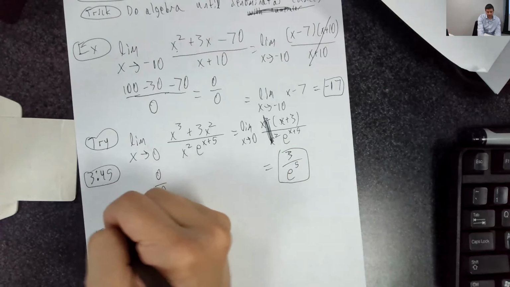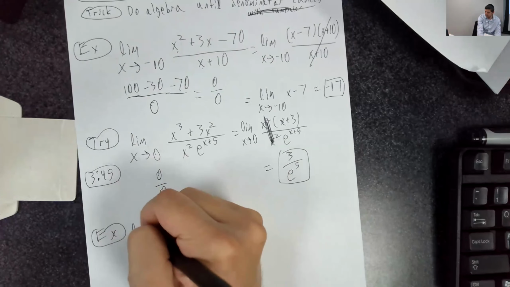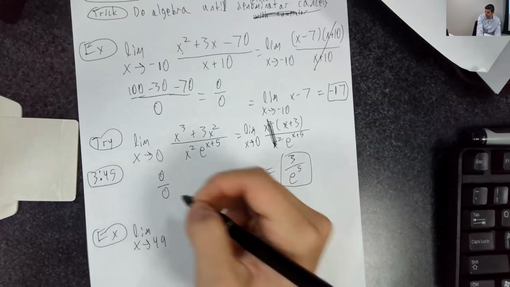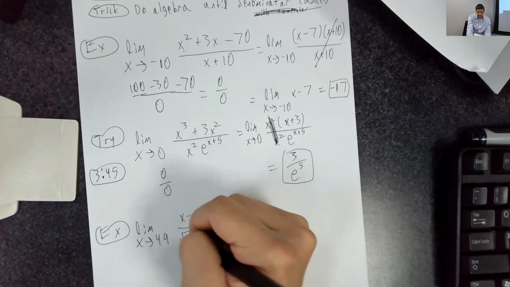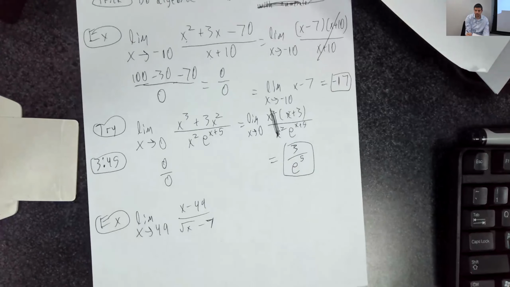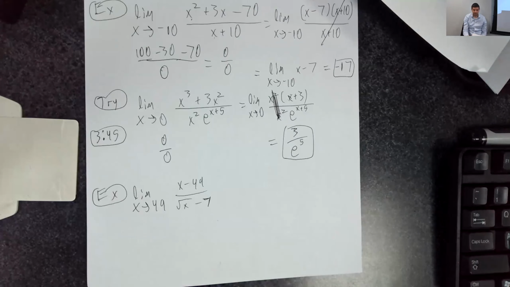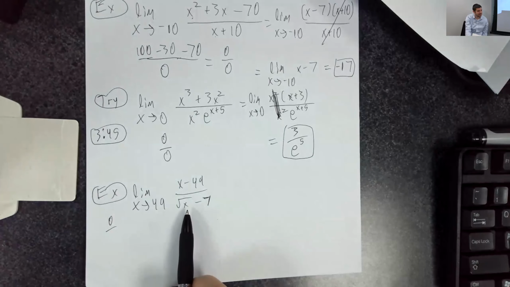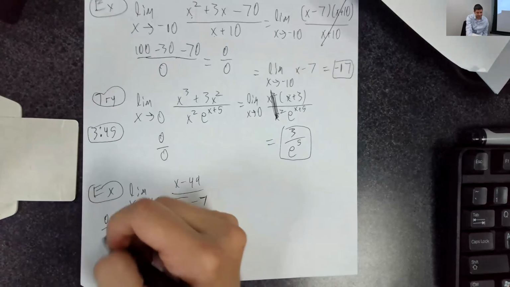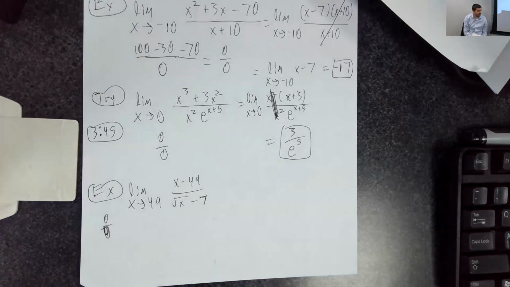Okay, so let's try another example. Limit as x goes to 49 of x minus 49 divided by radical x minus 7. Okay, so let's try it. 49 in the numerator is 0. 49 in the denominator: radical 49 is 7, minus 7 is 0. Okay, so that means something's got to work. But there's nothing to really factor.